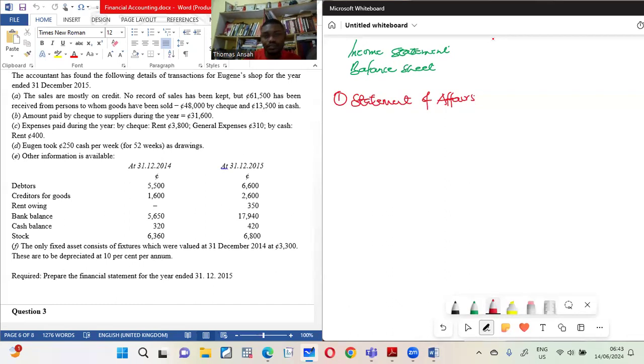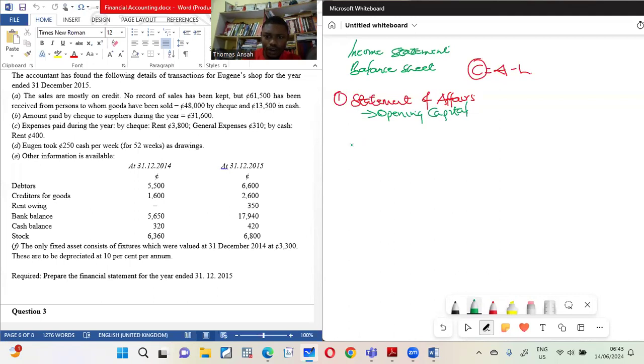In the statement of affairs, what we actually do is asset equals capital plus liability. Then we change the subject to get capital equals asset minus liability. That is what we do in the statement of affairs, and it helps us find our opening capital. Like I said before, the focus is on the opening capital, all right? That is what we do.